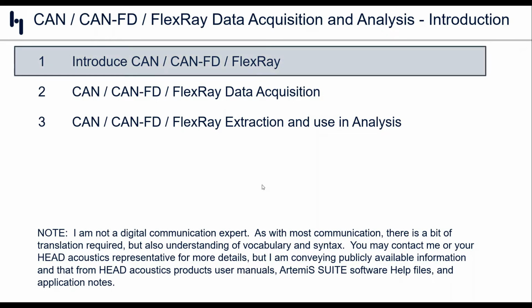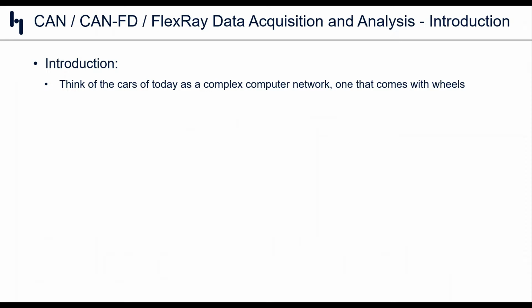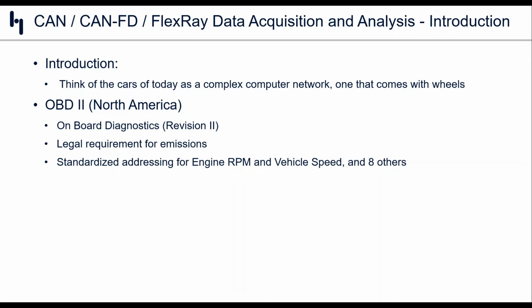So first part, introduce CAN/FD, FlexRay. First of all, as an introduction into these automotive communication technologies, think of cars today as a complex computer network, one that happens to come with wheels. On that computer network, there can be what's called OBD2 information. This is onboard diagnostics, revision 2. These are legal requirements for emissions, and they have standardized addressing, digital signatures, digital addresses for engine RPM, vehicle speed, and up to 8 other parameters.